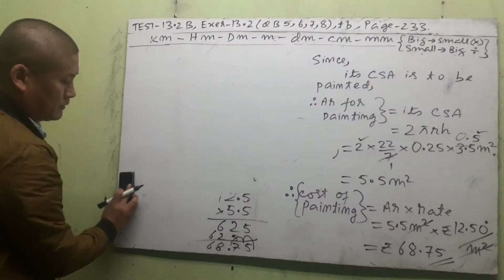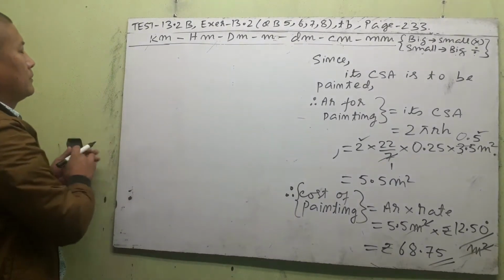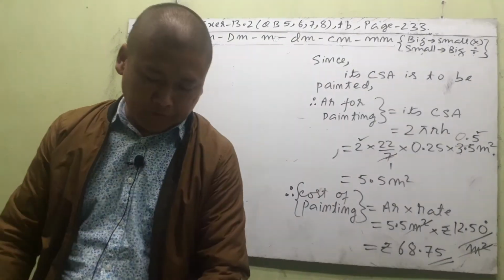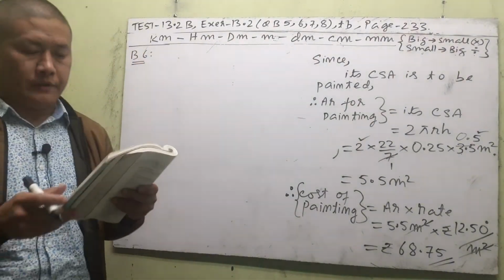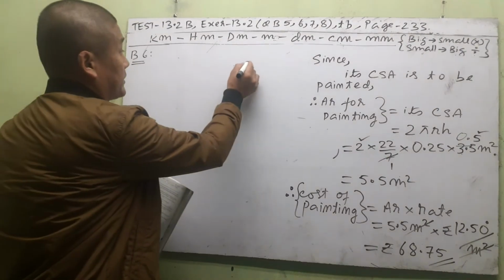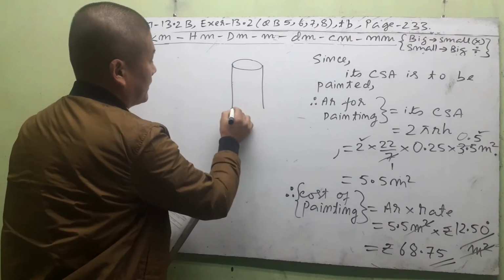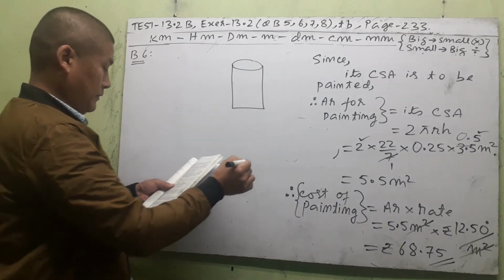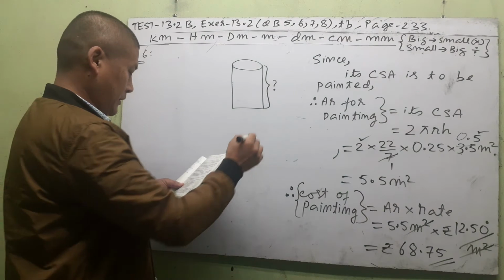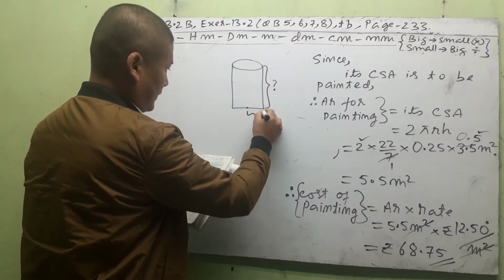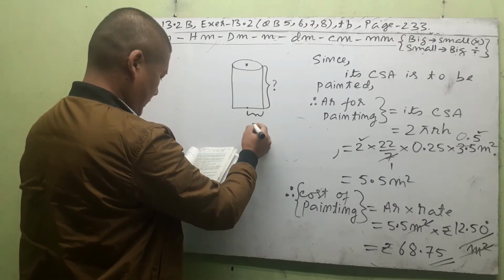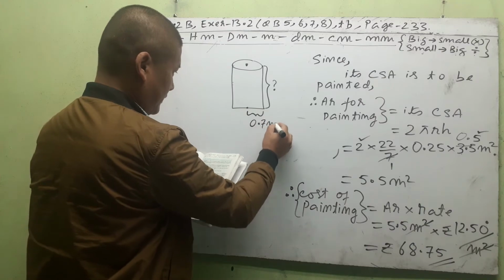So here, B6. Curved surface area of a right circular cylinder is 4.4 meters square. If the radius of the base is 0.7 meter, find its height. So the cylinder is there. Height we don't know, we have to find. And radius is given: from here to here, halfway, is called radius. Radius is 0.7 meter.